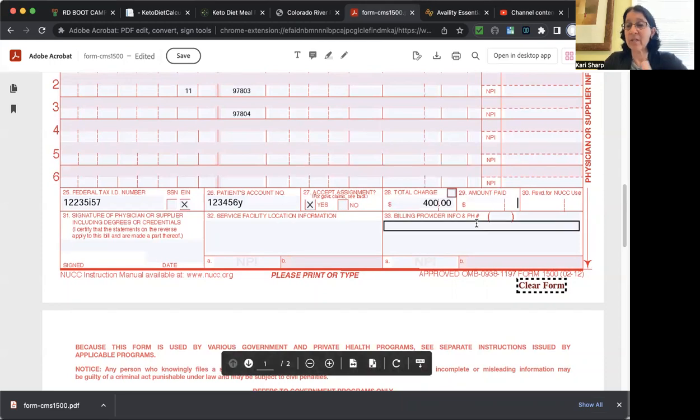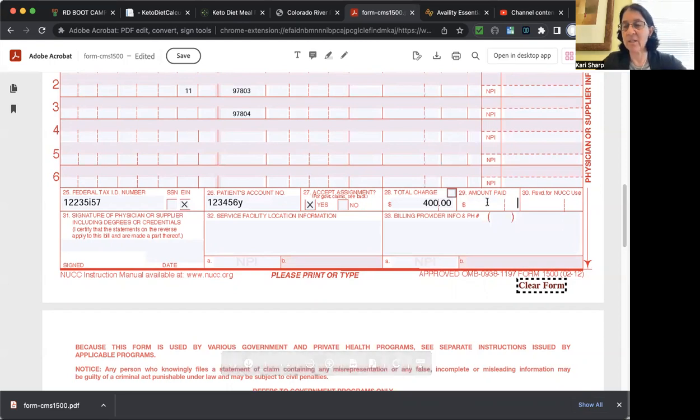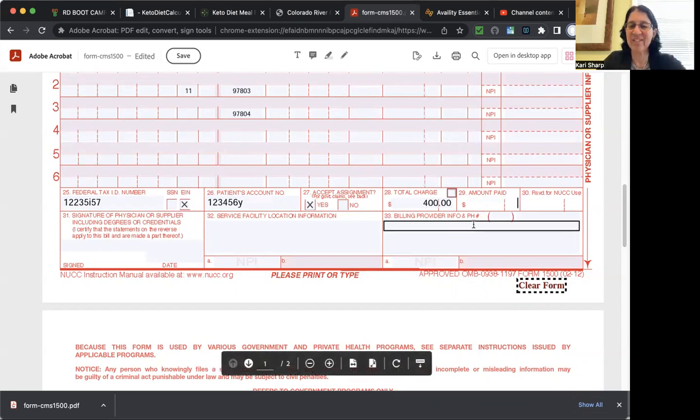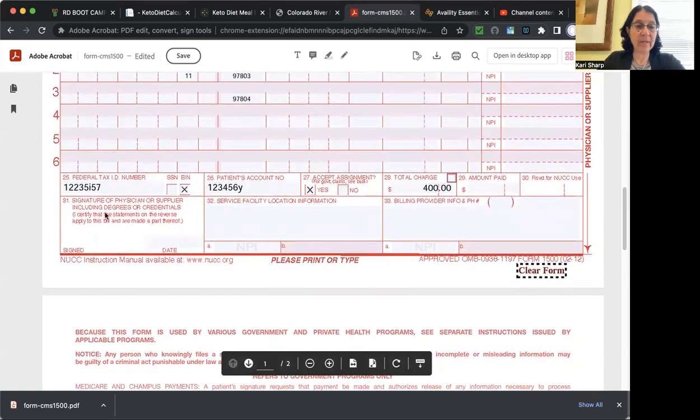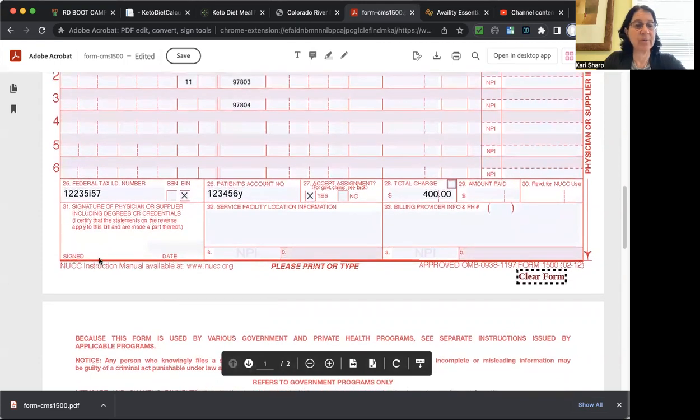Amount paid is if your patient paid a copay in advance. Most of the time, this is left blank because you submit it to the insurance company, and then you find out what the actual copay is. For dietitians, it's a little different than the insurance card. Signature, again, this is usually signature on file, or maybe this is your physician or your signature.